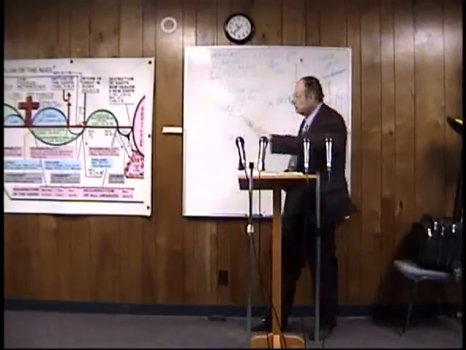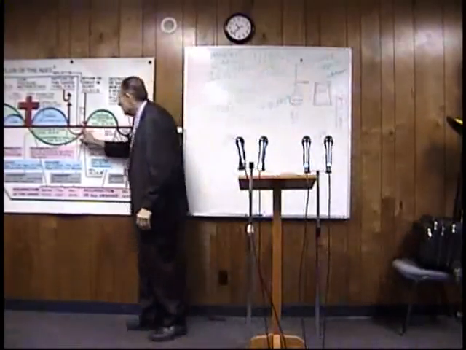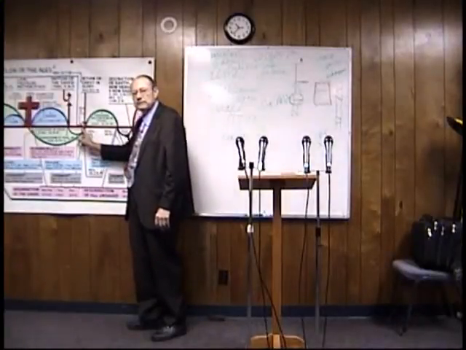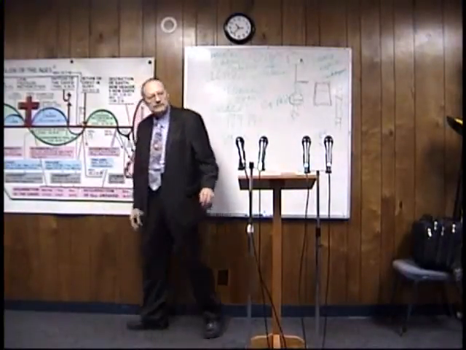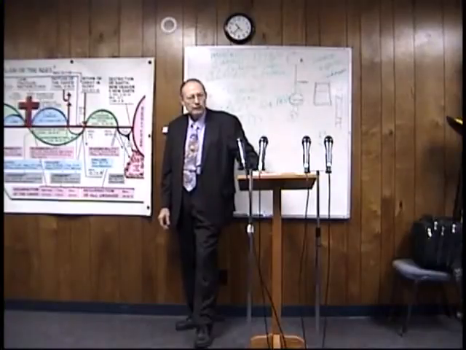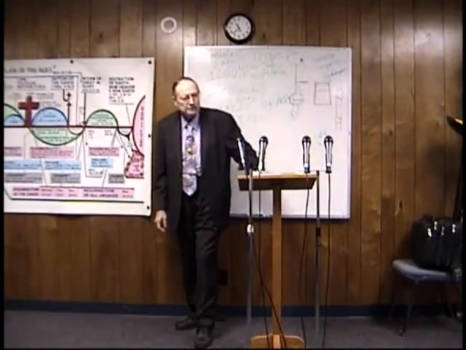Before the millennium, in the tribulation period, two-thirds of all the Jews in the world are going to be killed, and five out of every six Gentiles are going to be killed. So what do we have left to go into the millennium? People in their real bodies.